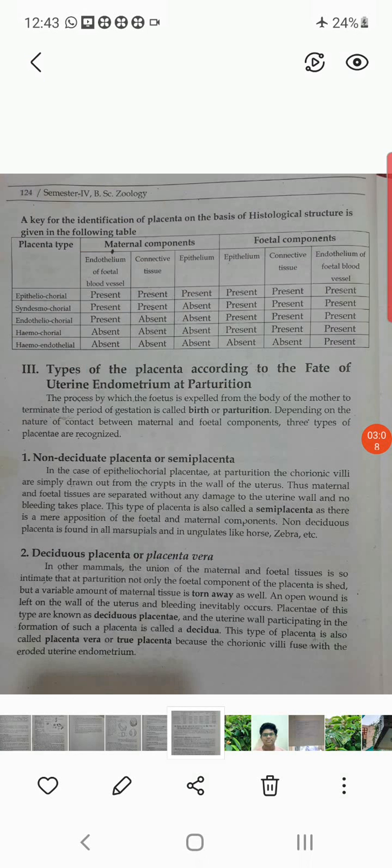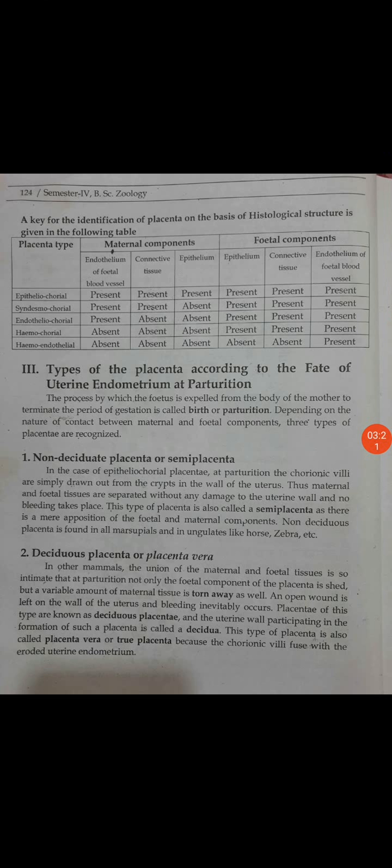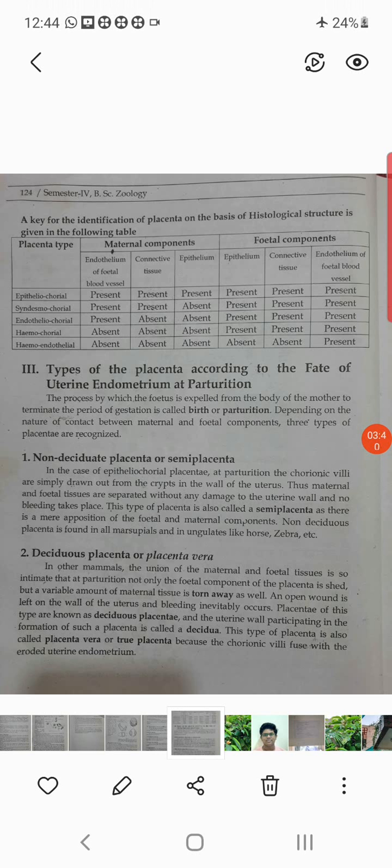This happens particularly in mammals. The bleeding at parturition is normally stopped by contraction of the muscular wall of the uterus, which constricts the blood vessels. It slows down the flow of blood until clotting stops the hemorrhage altogether. See here the main point: the intimacy is so strong that at the time of parturition, tissue gets torn and there is bleeding. So, this is the deciduous placenta.